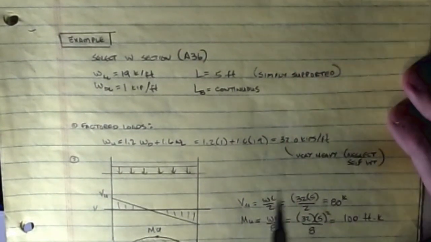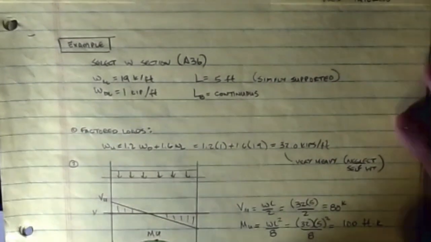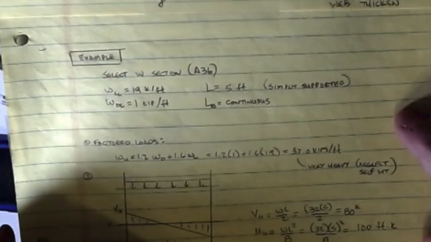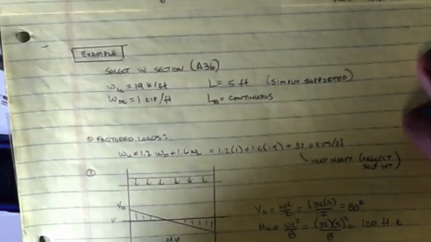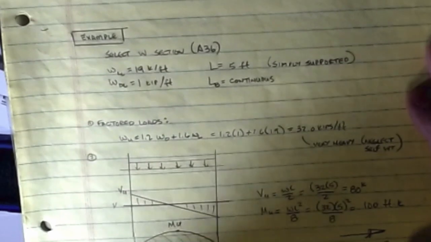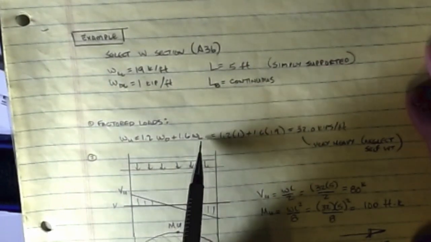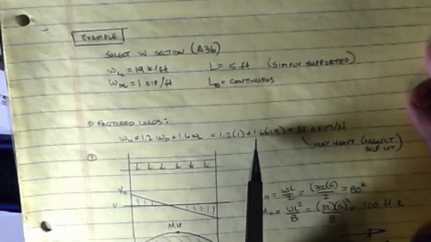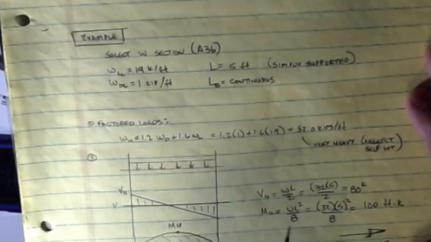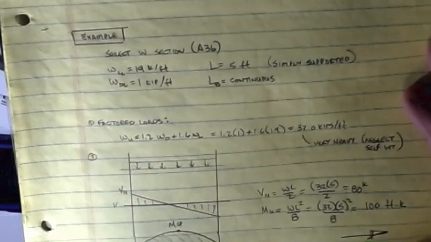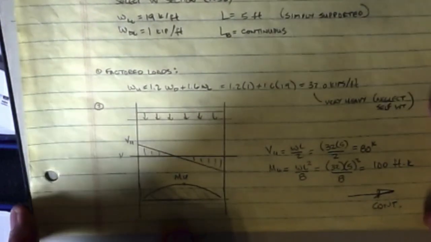Now what we're going to do is try to choose a section for both flexure and shear since they go together, and I'll show you how we start to go through the process. Normally we design for flexure first, and so we'll do that real quick. First step, we're going to factor the load. So this is your typical 1.2 dead plus 1.6 live. So 1.2 times 1 plus 1.6 times 19, that's 32 kips per foot. That's a massive, massive load. And again, this is just an example to illustrate the procedure more than anything.